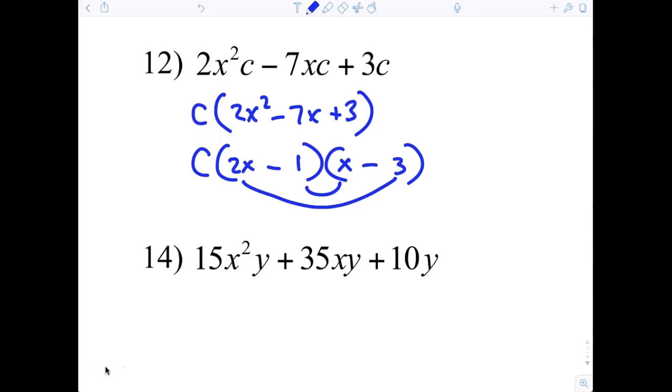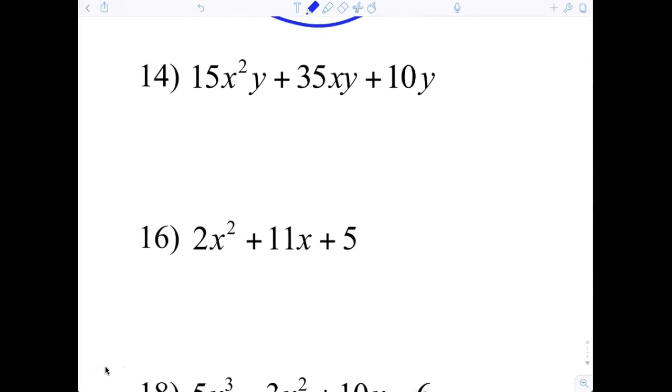Okay. Here we go. Now I'm looking at the next one. What's common, please? 5y. Good job. So what's left behind? 3 squared plus 7. Plus what? 2. Beautiful.